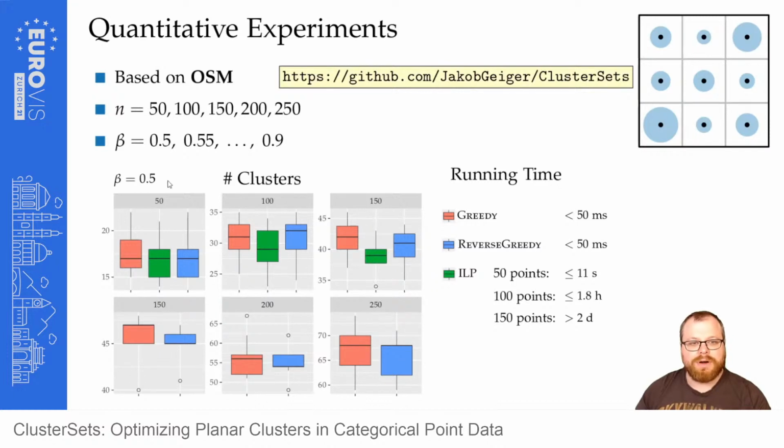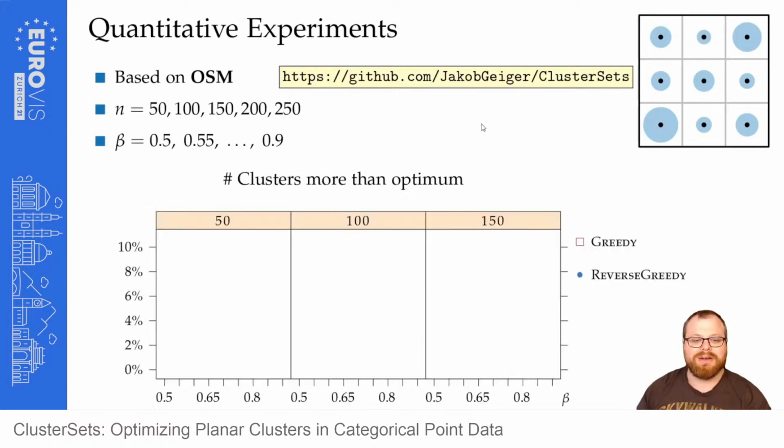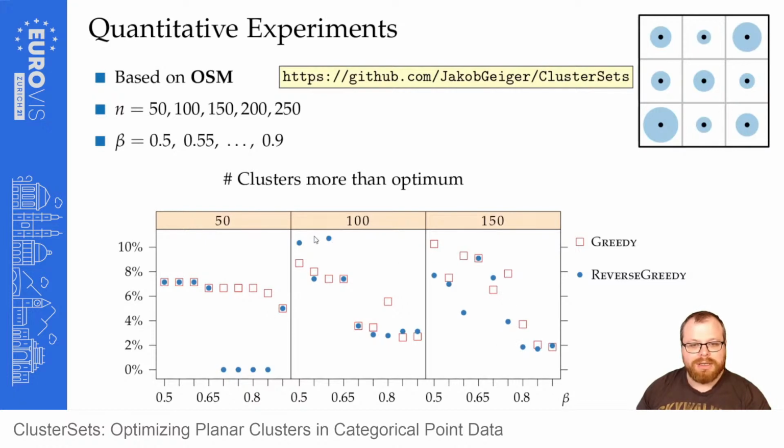In fact, of all the instances we had here, only 66 times the greedy heuristic was better, 126 times the reverse greedy algorithm was better, and 213 times they got the same number of clusters. And as further evidence that our algorithms perform very close to the optimum, we also plotted for every beta and the instances the ILP could solve how many more clusters our heuristics needed in the worst case. And we can see here that only few data points have more than 10% more clusters than the optimum.